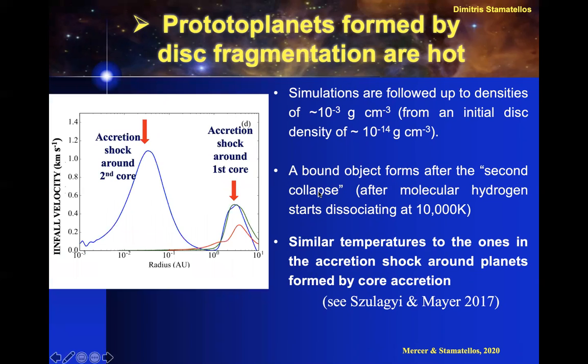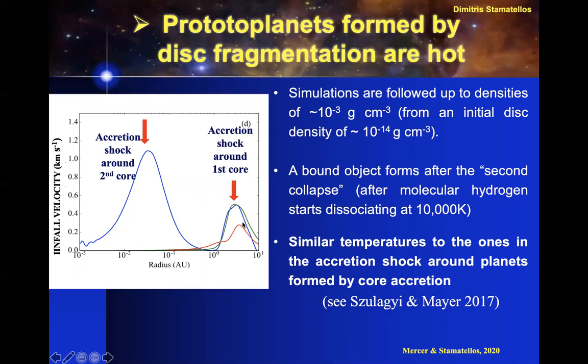And then I also calculated the sizes of the first and the second core. The second core, we can think of as a very bound object that cannot be disturbed, whereas the first core is more loosely bound. So the outer layers of this protoplanet may be disrupted by, let's say, tidal interactions.